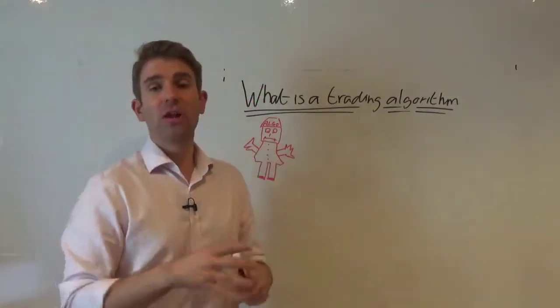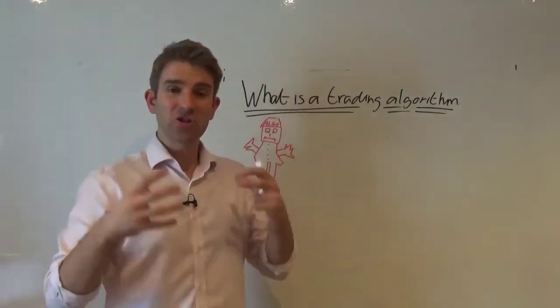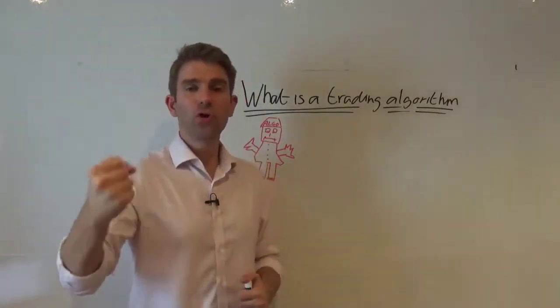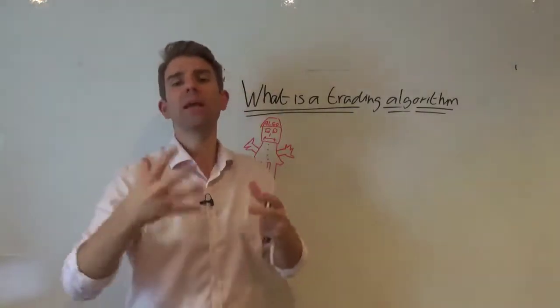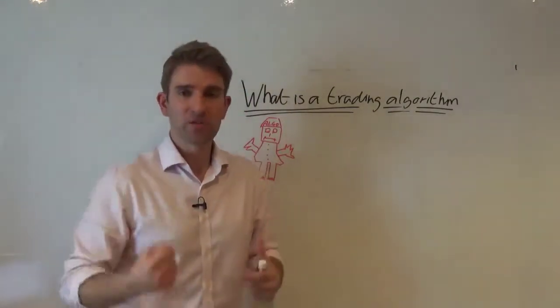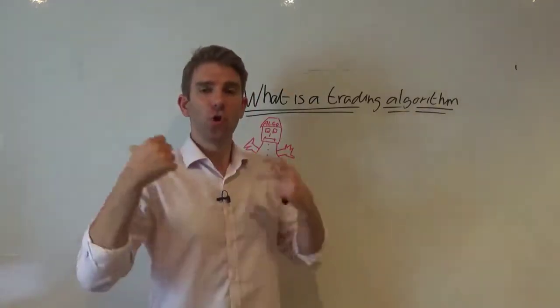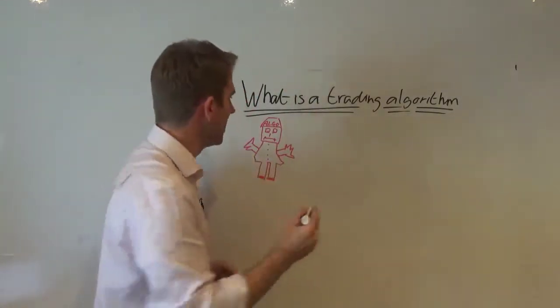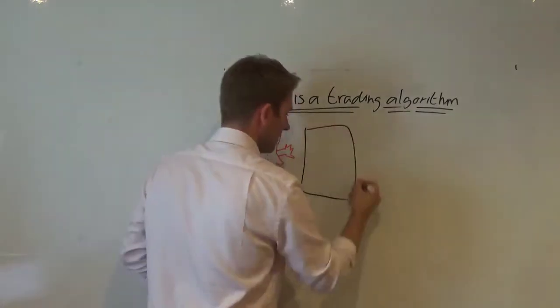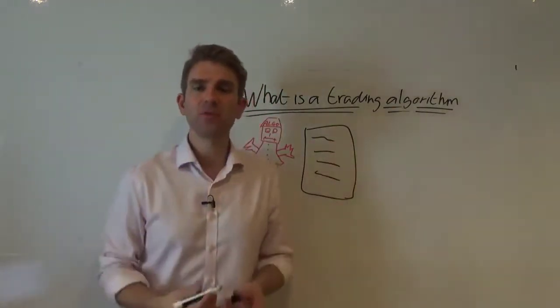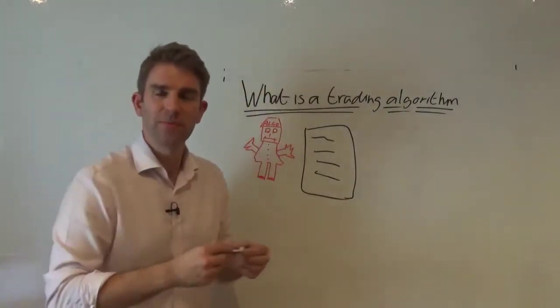In a nutshell, the algo is making that decision and executing that trade for you on your behalf, or for a company or for a bank or whatever it is on their behalf. So it's making the decision and making the execution automatically. It's basically lines of code. You can imagine lines and lines of code of if-then statements, of conditional statements, of logical statements.